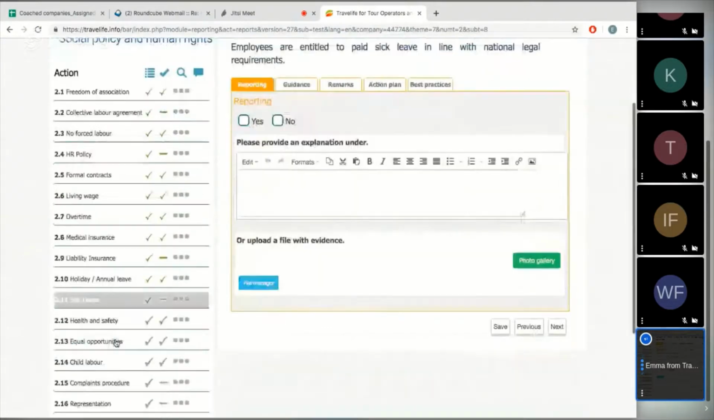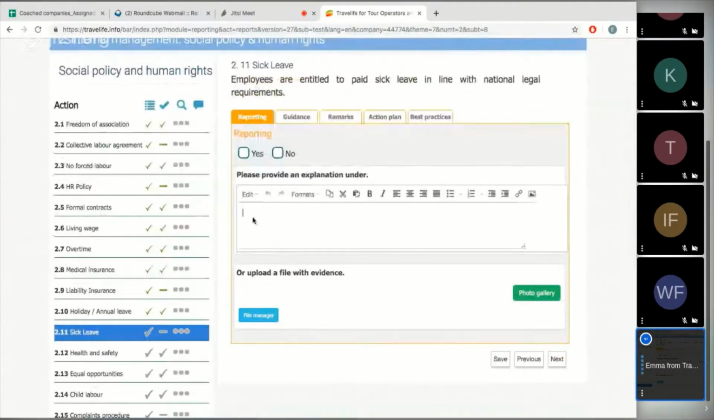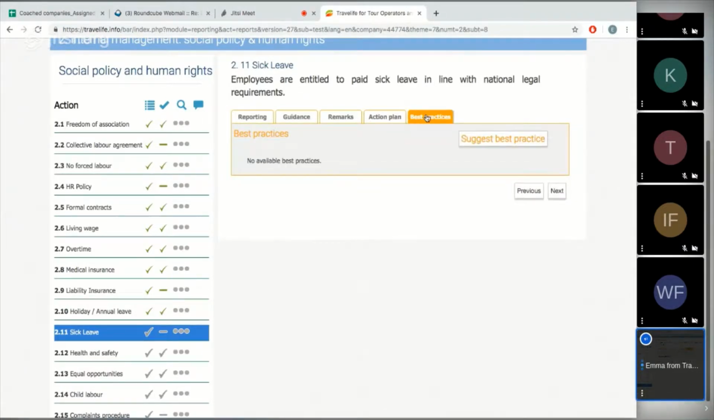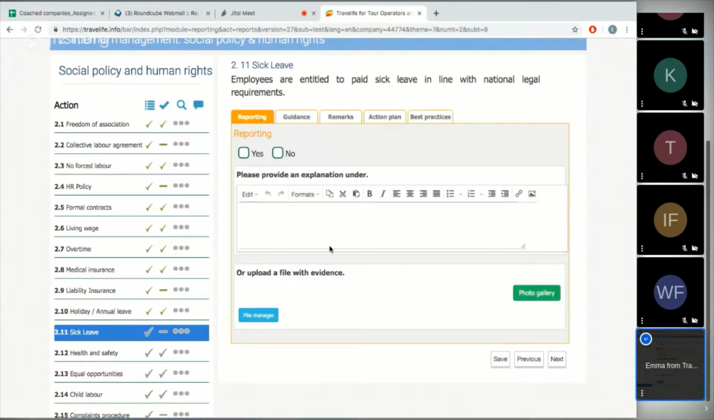So then sick leave, it's simply whether your employees are entitled to paid sick leave in line with national legal requirements. And often, if you don't know what the national legal requirements are, it might be good to look into that and see what is actually written down about sick leave by employees in your country.